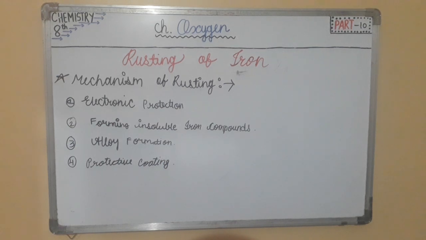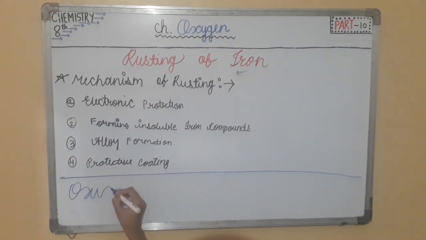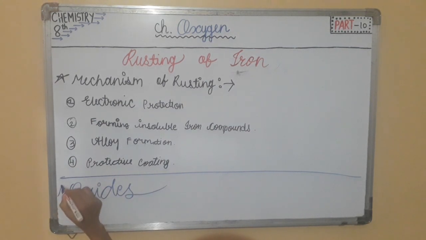Our next topic is oxides. A binary compound formed by oxygen and other elements is called an oxide. Oxides are classified into two types.